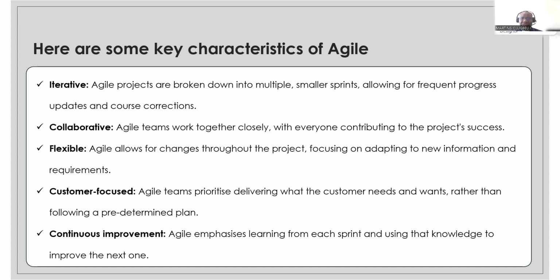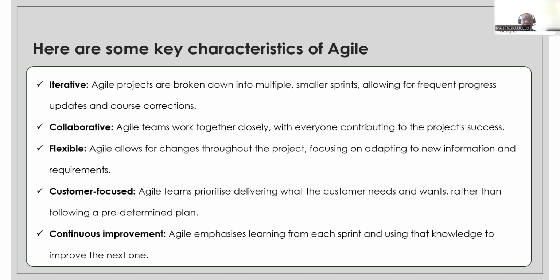One of them is iterative, meaning the project is broken down into multiple smaller sprints, allowing for frequent progress updates and course correction. Another is that you work in a collaborative manner, meaning in an agile team, you work together closely with everyone contributing to the progress and success of the project. Also, the agile methodology preaches flexibility, which allows for changes throughout the project, focusing on adapting to new information and requirements.